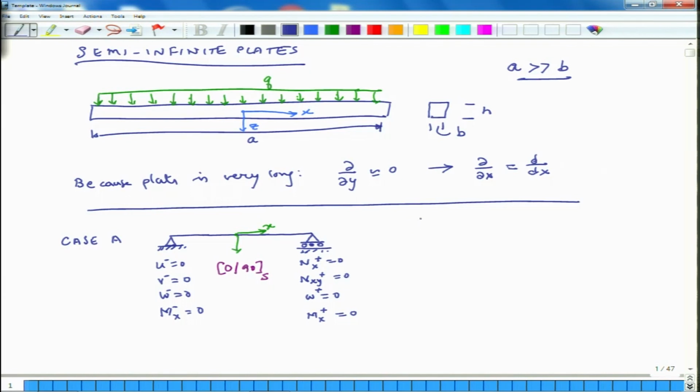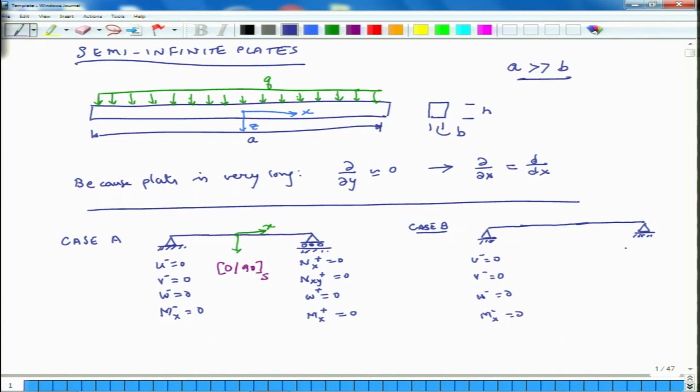Next, let us look at case B. We will do 4 cases. Okay. So, in case B, it is similar geometry, but the plate is pinned and fixed on both the ends. So, what are the boundary conditions? U minus equals 0, v minus equals 0, w minus equals 0 and mx minus equals 0.